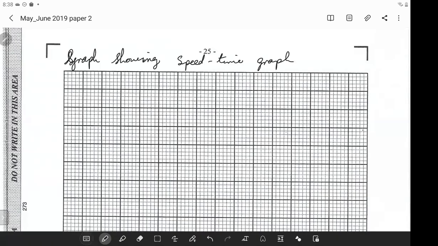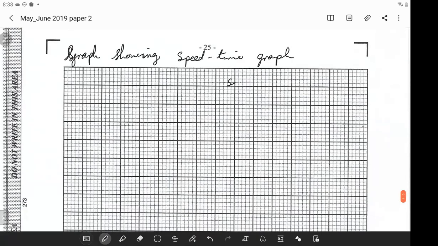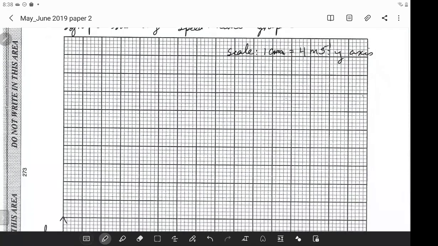All right, and my specific scale was, yours would be different. If 7 centimeters is 28, that means 1 centimeter is equal to 4 meters per second on the y-axis. Right, and on the x-axis, well, we can do that now.